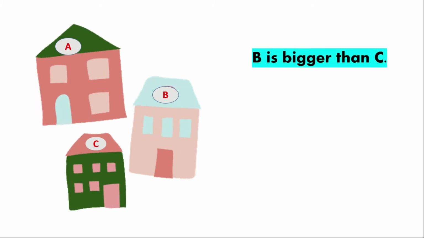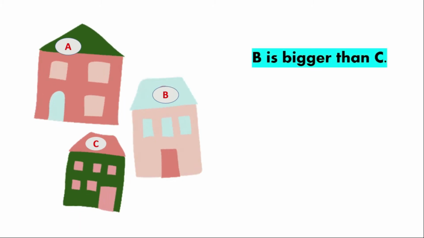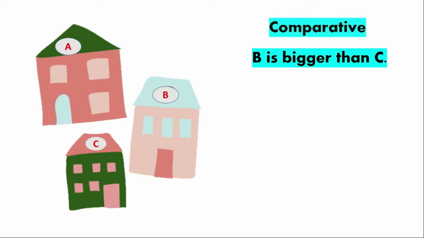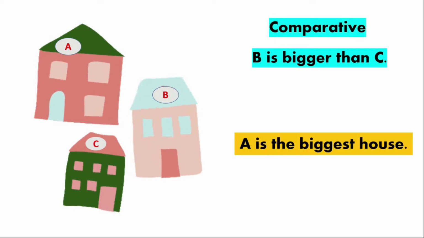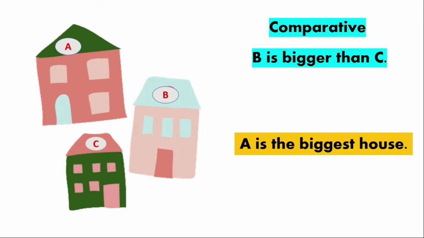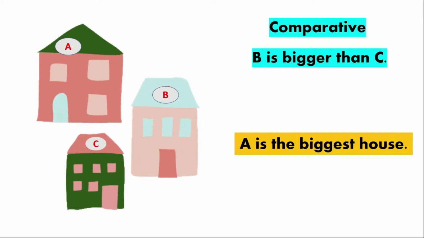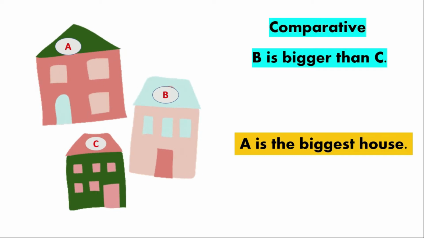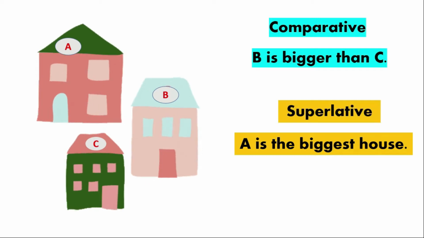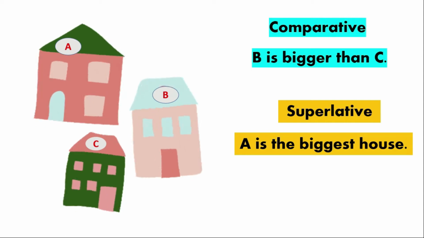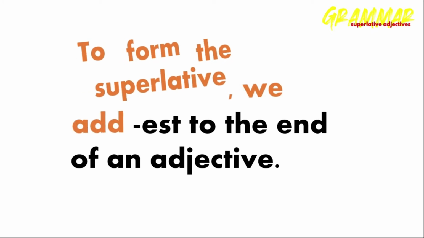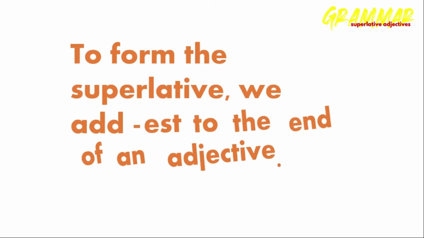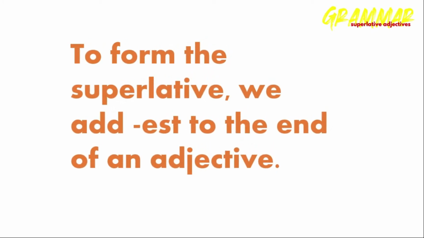But when we say B is bigger than C, this is comparing between two things, comparative. When we say A is the biggest house, this means A is number one, and this is where we use the superlative adjectives. To form the superlative, we just need to add est to the end of an adjective. We've studied adjectives before.